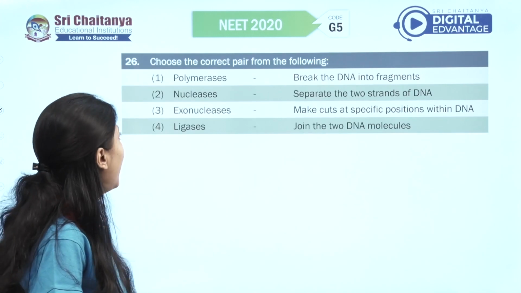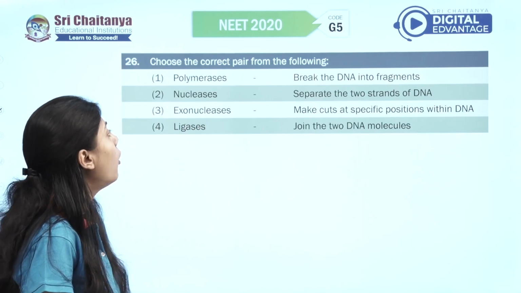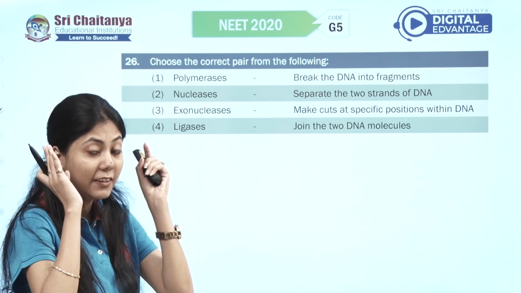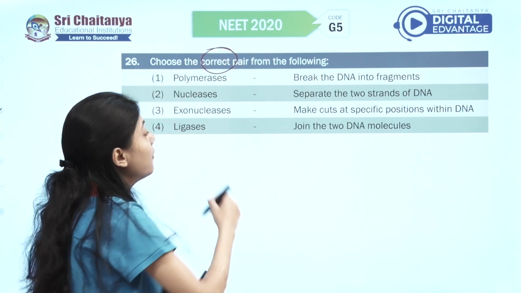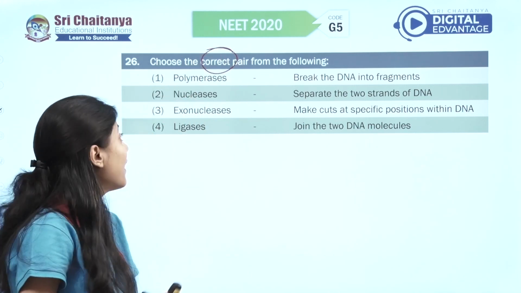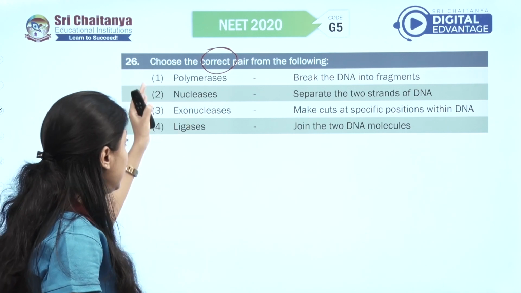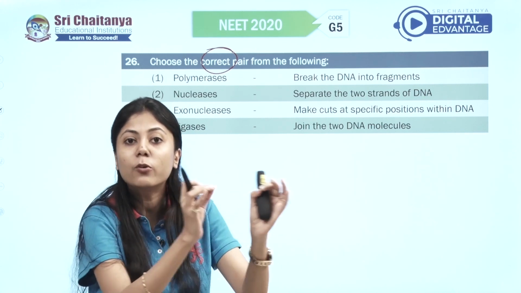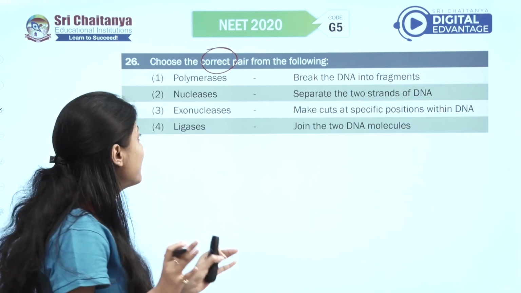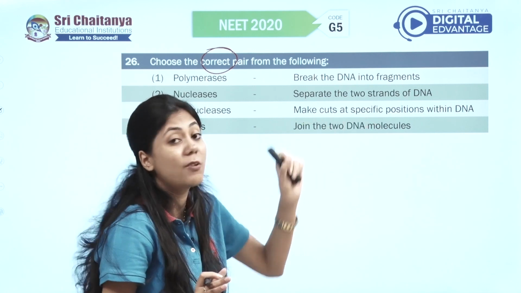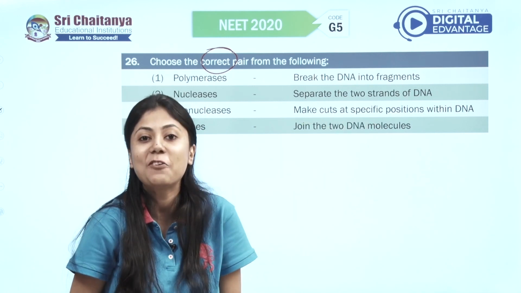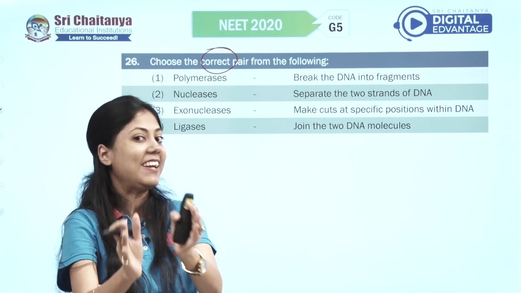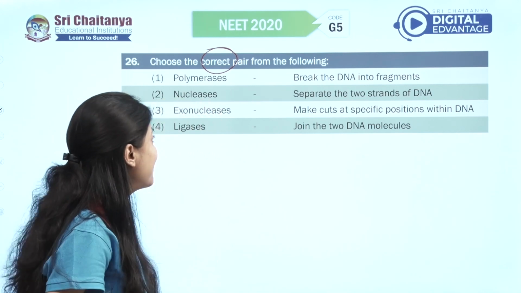Next, what do we have? Choose the correct pair from the following. Correct pair, right? So do not think otherwise. The question clearly mentions it as correct pair. So here, polymerase breaks the DNA into fragments. Definitely not. Nucleotides are added with the help of polymerases. Nucleases separate the two strands of DNA. The enzyme which is involved in separation of the two strands of DNA, students, is helicase and not nucleases.